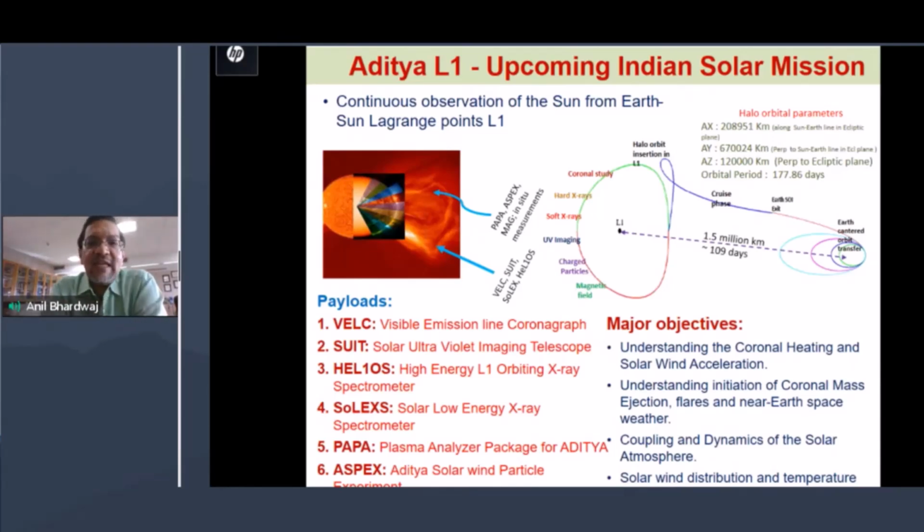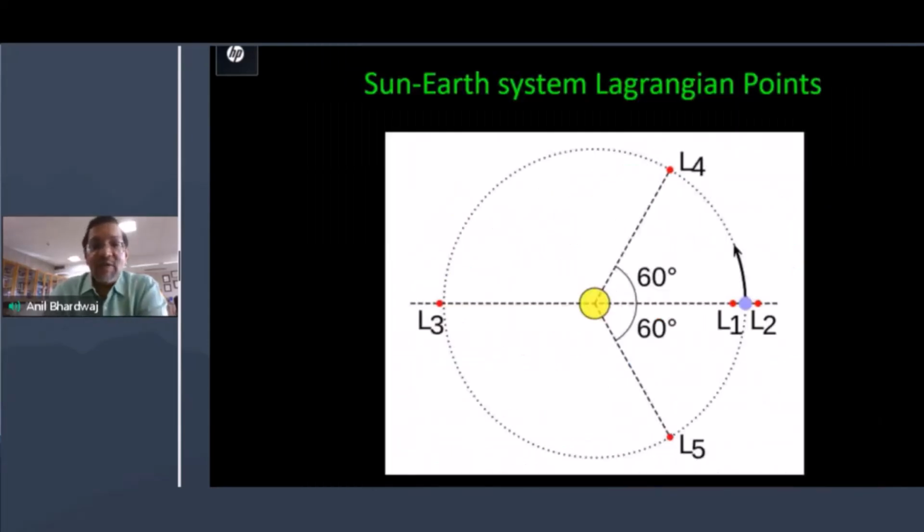So there are many things which are going to be obtained from this unique mission called Aditya L1, the upcoming solar mission of India. And this will also be very unique because now we have solar activity which is getting picked up, and which will be the time for us to actually look at very energetic processes which happen on the sun. I just mentioned that.